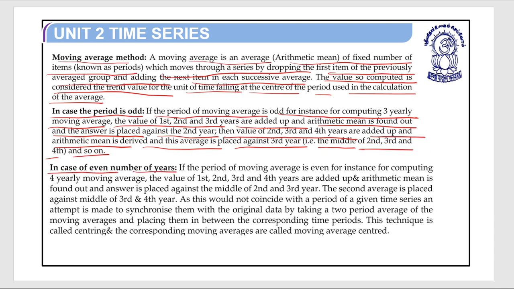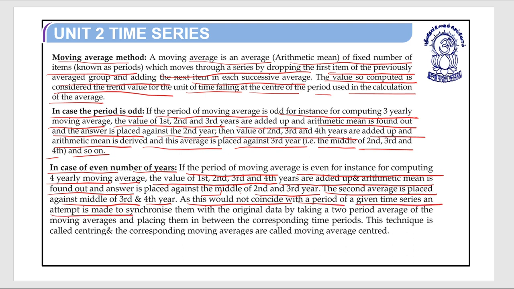In case of an even number of years, if the period of moving average is even, for instance for computing a 4 yearly moving average, the values of first, second, third and fourth years are added up and the arithmetic mean is found out and the answer is placed against the middle of second and third year. The second average is placed against the middle of third and fourth year, as this would not coincide with a period of a given time series.